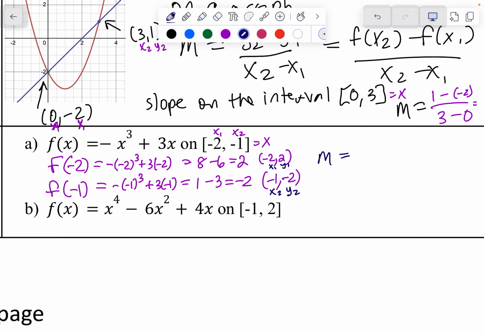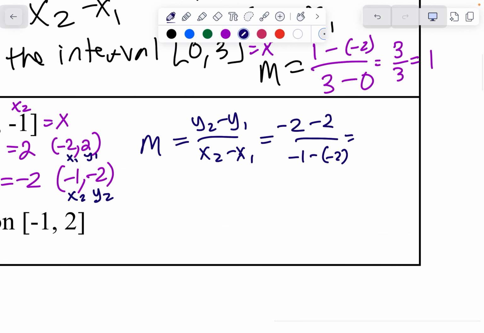So it's going to be y2 minus y1 over x2 minus x1. Or you can use function notation, doesn't matter. Okay, so y2 was negative 2. y1 was 2. So it's negative 2 minus 2. x2 was negative 1 minus x1, which is negative 2. Now you're always subtracting that little back piece. So always be careful when you're subtracting. So that's negative 4. This will end up being negative 1 plus 2. So that's going to be 1. So your slope between those 2 points is negative 4.